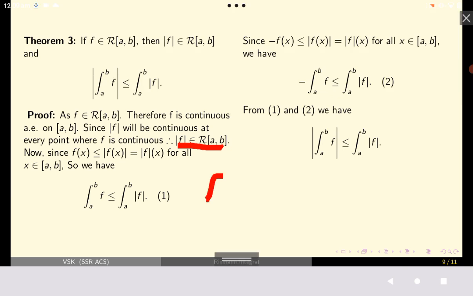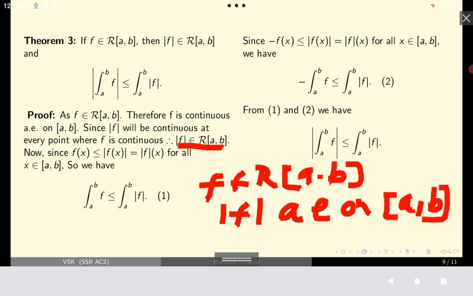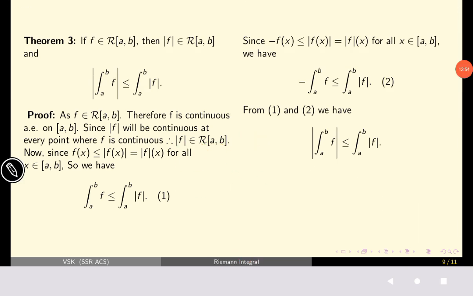So the concept is simply that because f is Riemann integrable on AB, f is continuous almost everywhere on AB. Because of this, modulus f is also continuous almost everywhere on AB, which gives that modulus f is also Riemann integrable. So that part is over. Now since f(x) is less than or equal to modulus of f(x) for all x belonging to AB, this inequality holds over the integral also, that is, the integral over AB of f is less than or equal to the integral over AB of modulus of f.